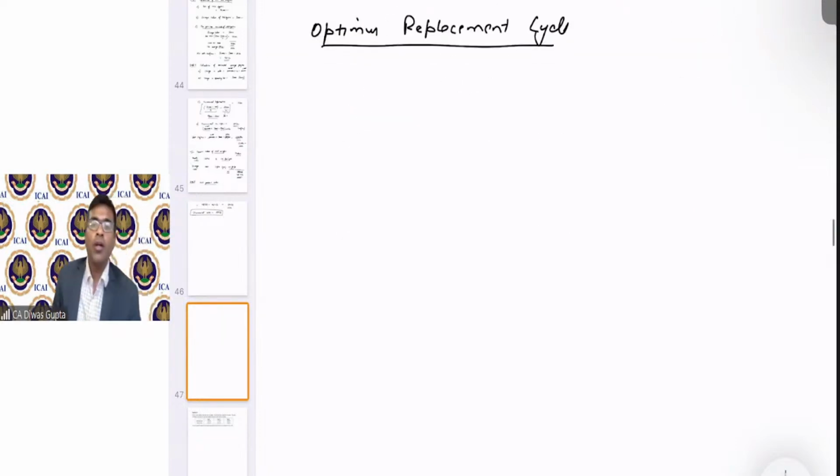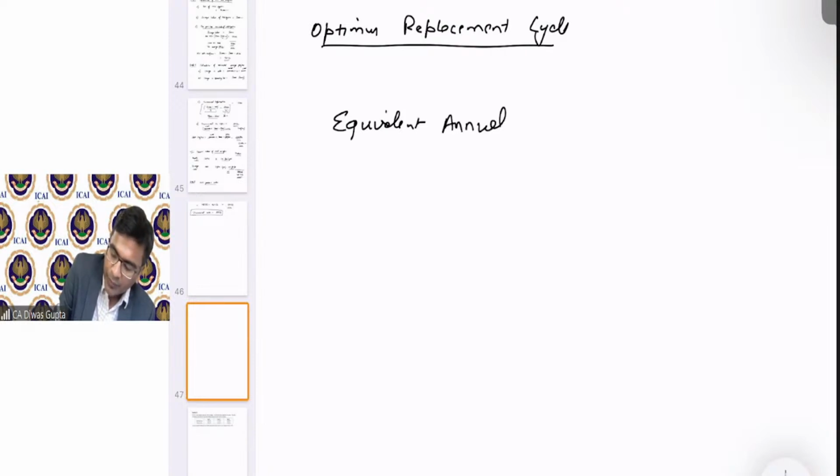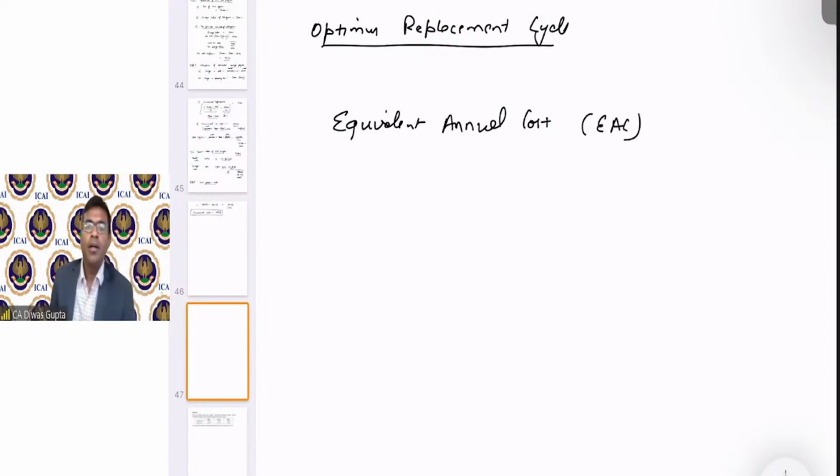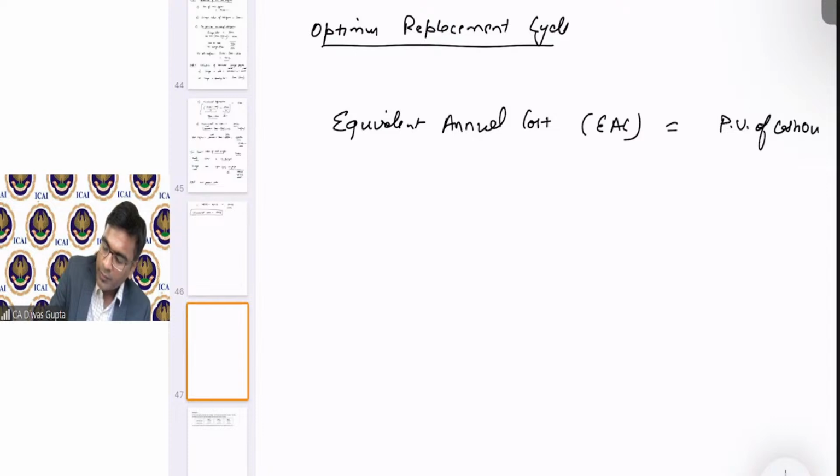Okay. So what this concept says is that you calculate one equivalent annual cost, which is also called EAC. How this will be calculated is: whatever is your present value of cash outflow, you have to divide it by the present value annuity factor.